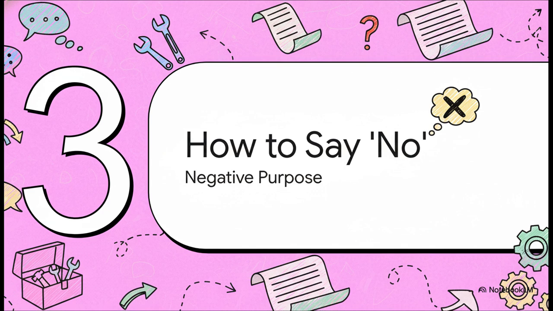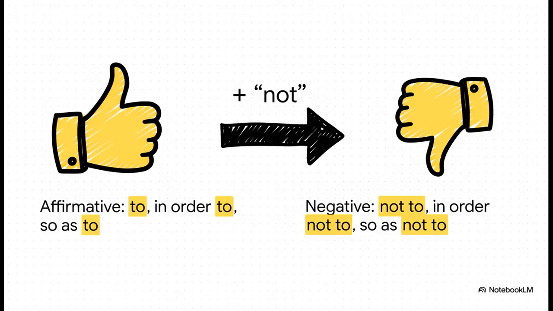Perfect. So we know how to say what we want to do, but what if your purpose is actually to avoid something? This is where our negative purpose tools come into play. Let's check out how they work. And you know what? It is surprisingly easy. To turn these phrases negative, you just add one tiny little word, not. That's it. So in order to becomes in order not to. So as to becomes so as not to. The structure is exactly the same.